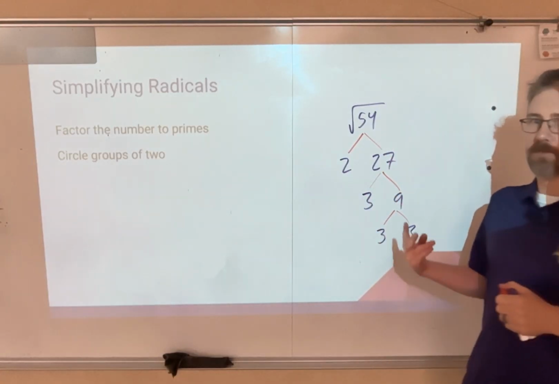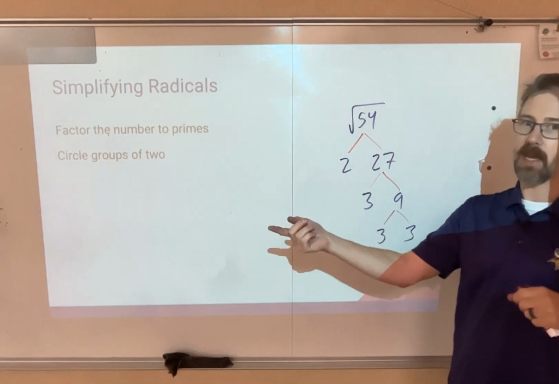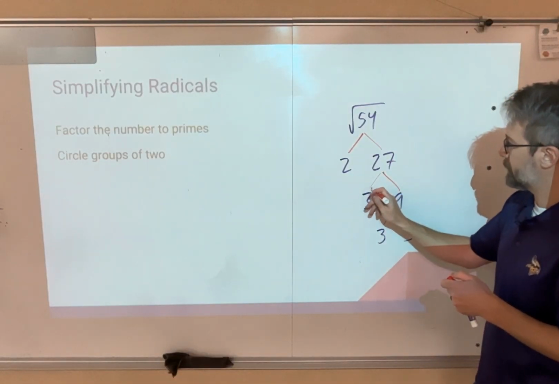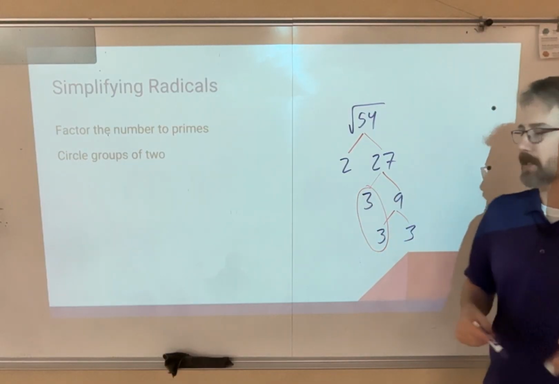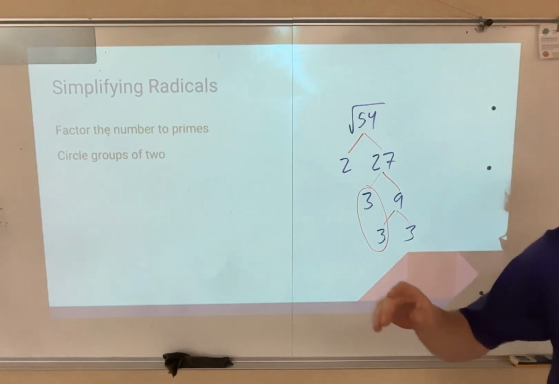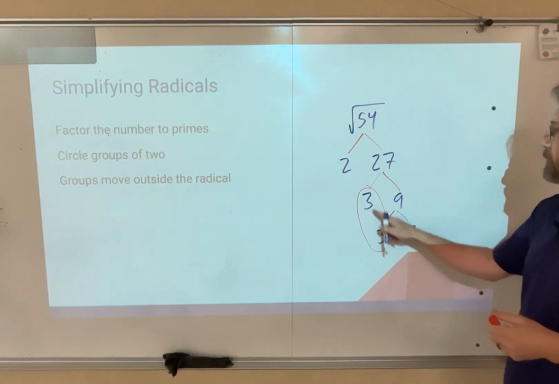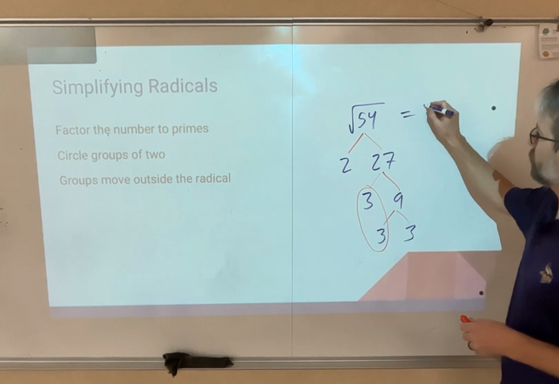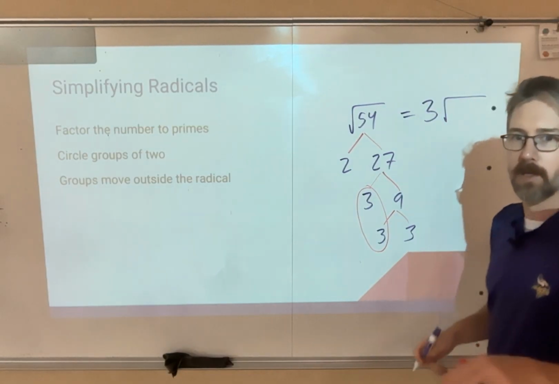I'm looking for groups of 2, right? The square root means 2 things that multiply together to make that 9, right? So what I want to do when I'm using this strategy is find a group of 2 matching numbers and circle it. However many matching groups of 2 I can get, right? The next thing, anything that we circled, 3 times 3 is 9 and the square root of 9 is 3. Anything that we circle, we move to the outside of the radical. So that goes in front.